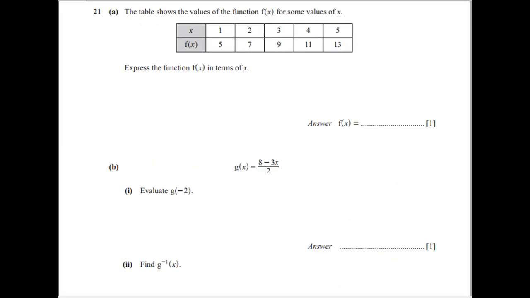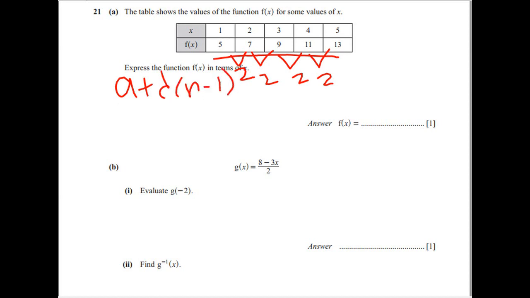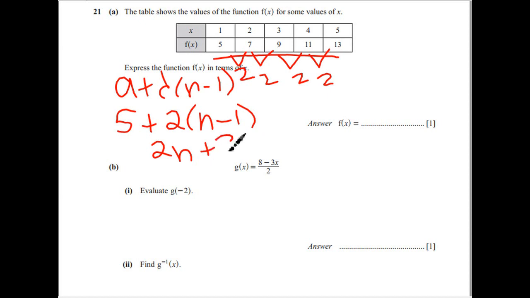Question 21, part A, express f(x) in terms of x. So 5, then plus 2 is 7, then plus 2 is 9, then plus 2 is 11, then plus 2 is 13. So this is a linear sequence. The formula for that is a plus d times (n minus 1), in this case x minus 1, not n minus 1. So a is the first term, 5, d is the common difference, 2, times (n minus 1). Simplify this, we get 2n plus 3, but we have to give the answer in terms of x, so 2x plus 3.